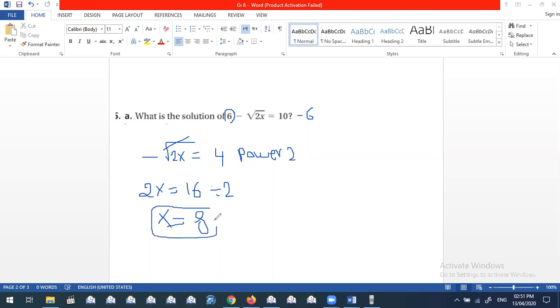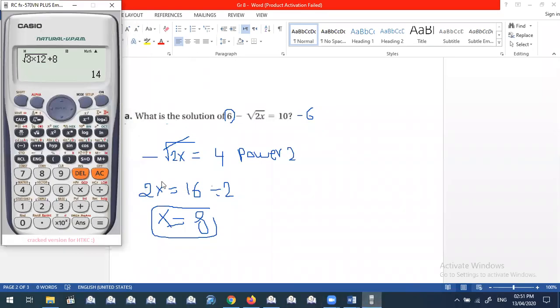So substitute 8 in the original equation like that. 6 minus square root of 2 times 8 equals 2. But here we have 10. So this is not the solution of this equation.